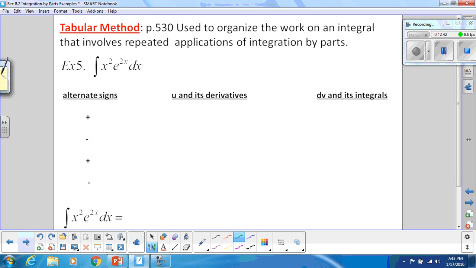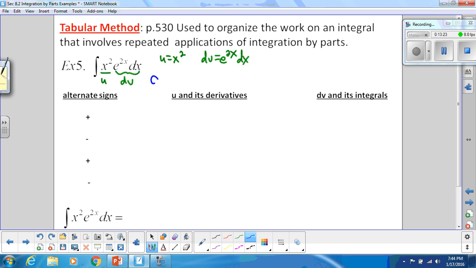So moving on to example 5. This is called the tabular method, and you can look at this in your book if you'd like, but it's used to organize your work on an integral where you have to use integration by parts more than once. So here's an example. We've got x squared, which is algebraic, and we have e to the 2x, which is exponential. So this would be my u, and then this would be my dv. So let's designate that and go along as we have been, and you'll see what happens when we try to do what we've always done.